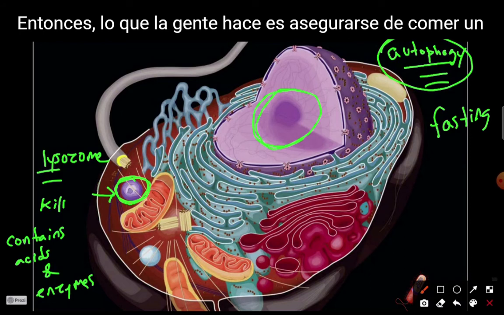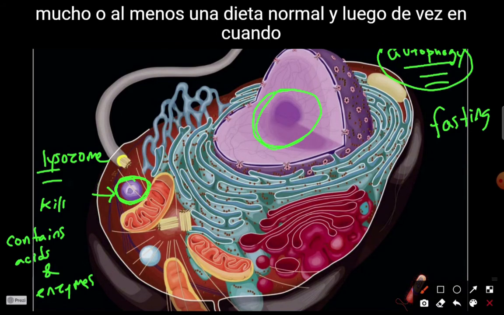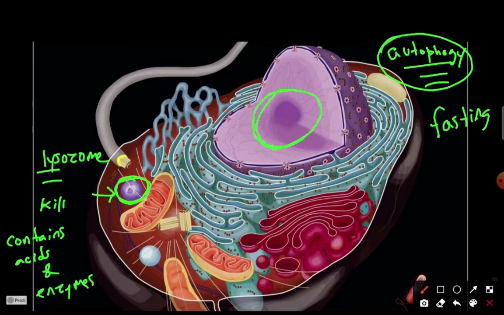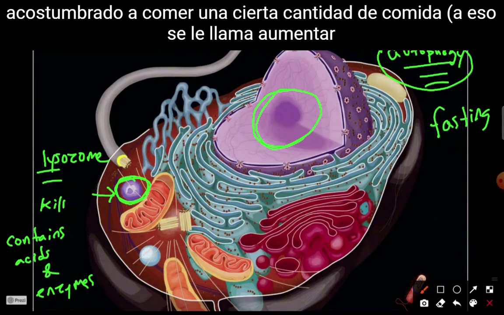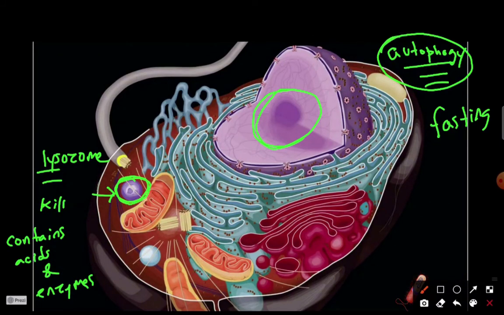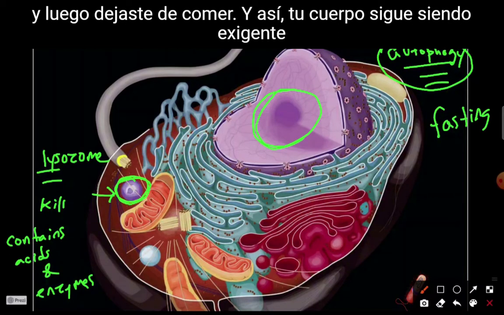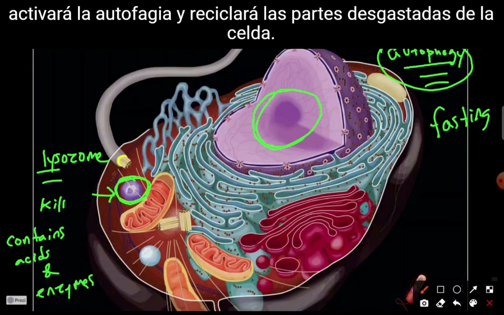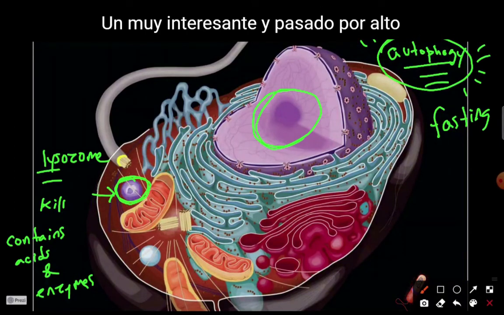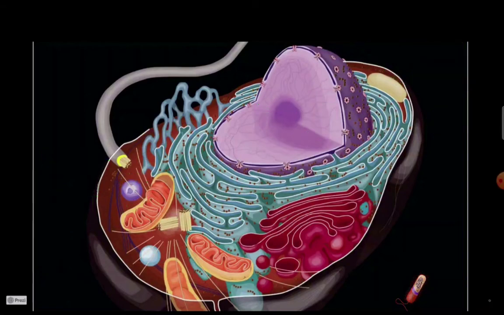And so what people do is they make sure they eat a whole lot, or at least a normal diet, and then every now and then they stop eating. And what this does is it gets the body used to eating a certain amount of food. That's called increasing your metabolism. And then you stop eating, and so your body still is demanding those same levels of calories. To help fill that need, the lysosome will activate autophagy and recycle worn-out parts of the cell. A very interesting and overlooked organelle.